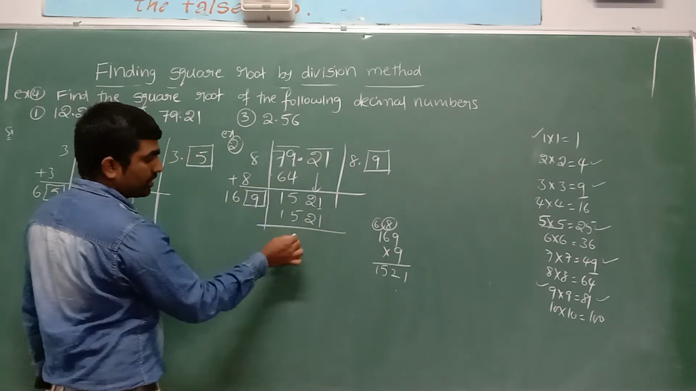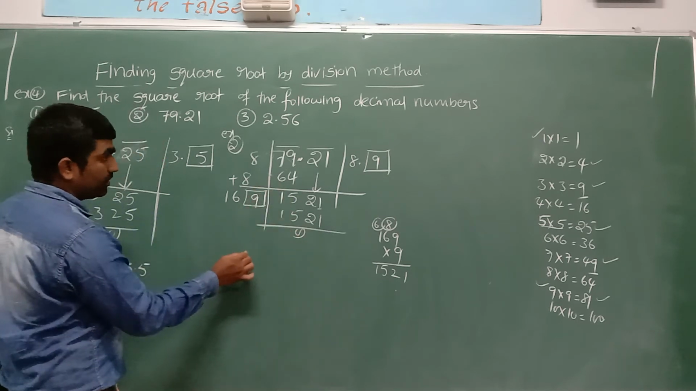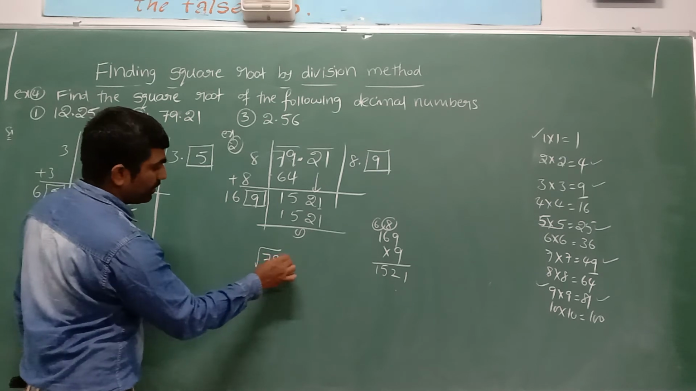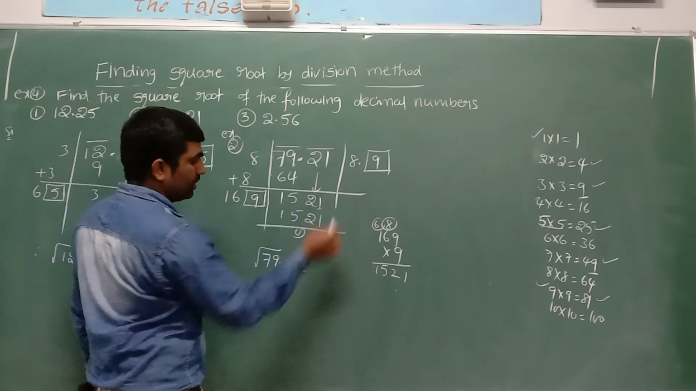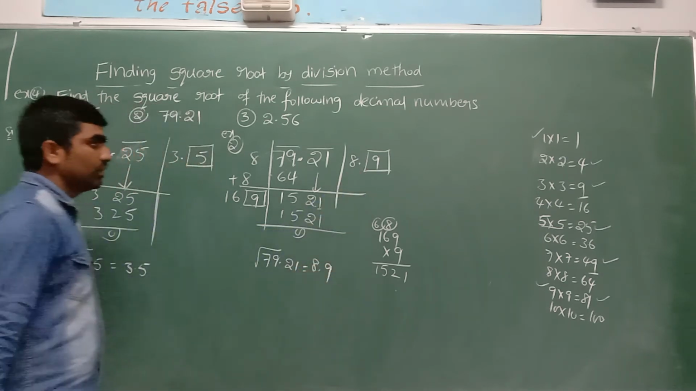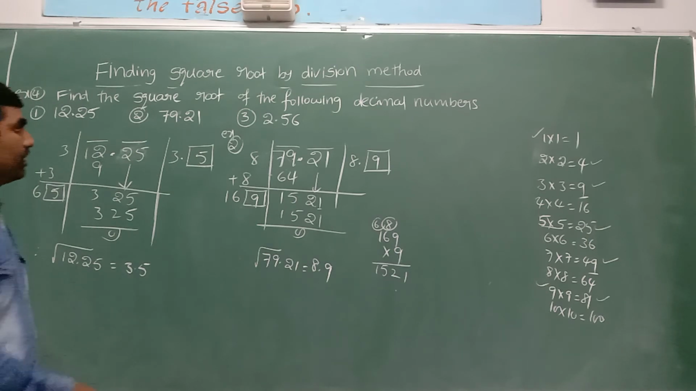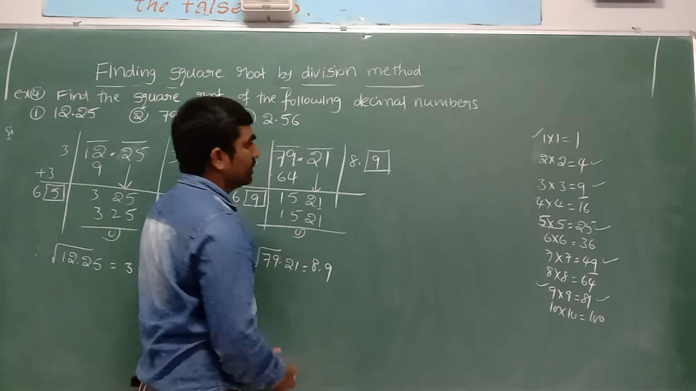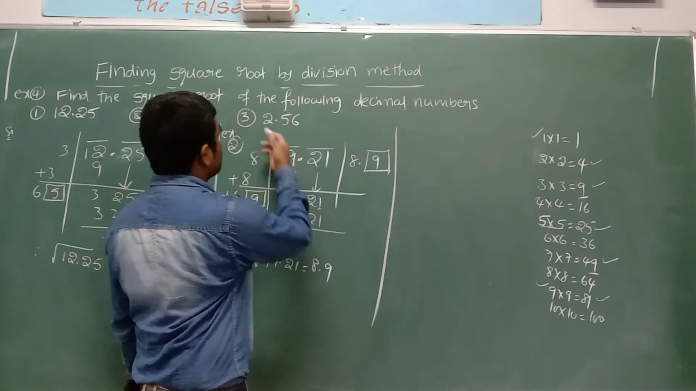So what is the subtraction? 0. Now we can write, therefore, the square root of 79.21 is equal to how much? 8.9. So like that you can find the square root of decimals also by using this long division method. Let's go for the next, last example.